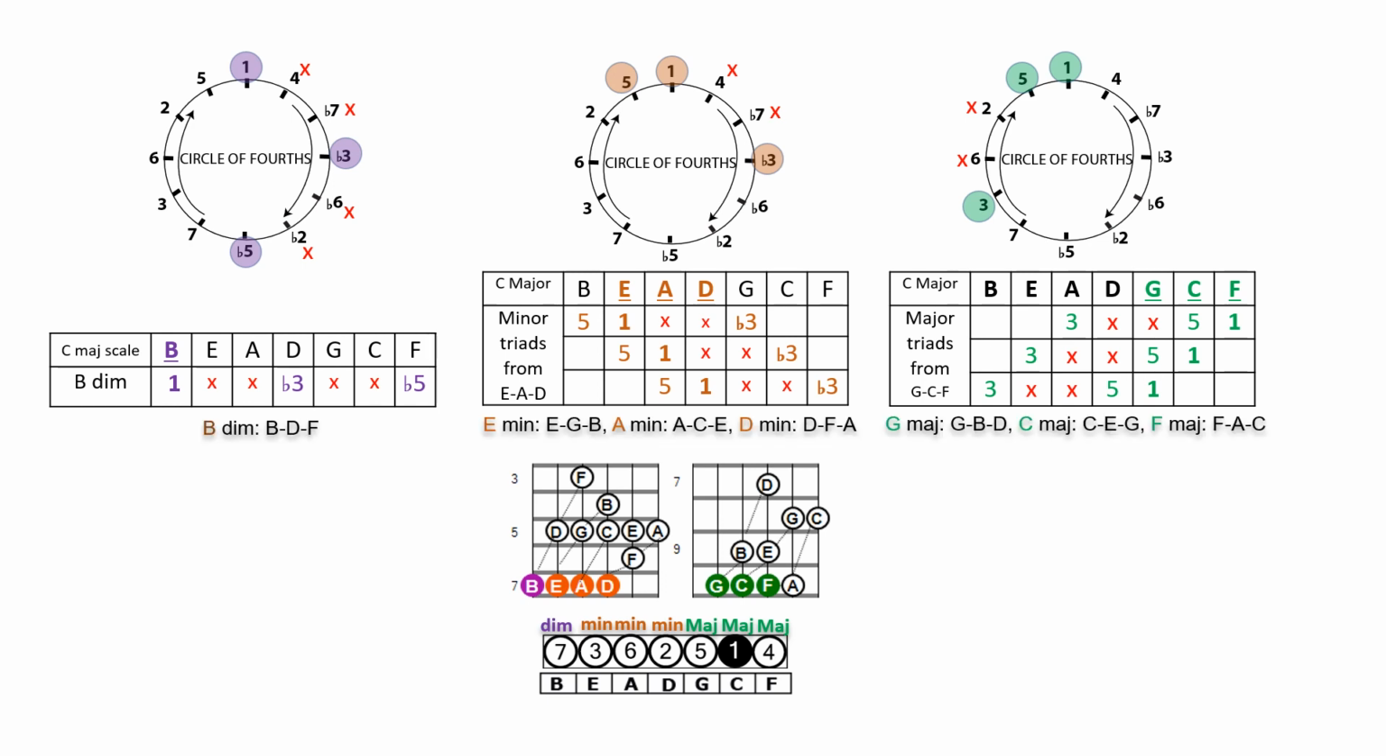Fourthly, the chords in each mode are easier to identify when the scale is arranged in fourths. In Ionian, for example, the diminished triad is from 7, the minor triads are from 3, 6, and 2, and the major triads are from 5, 1, and 4.